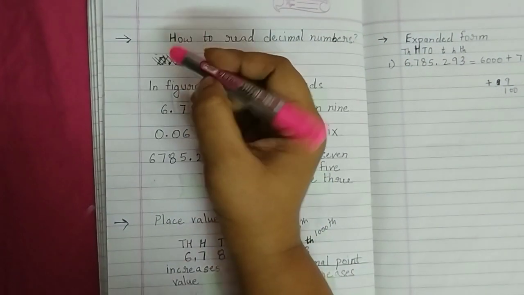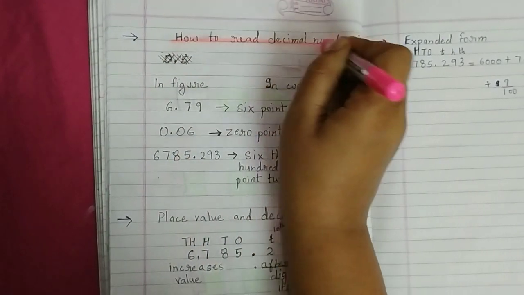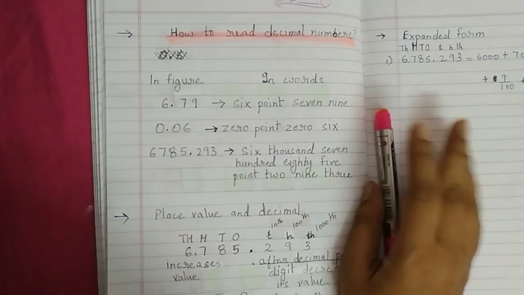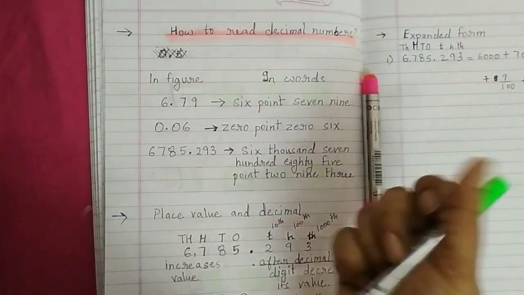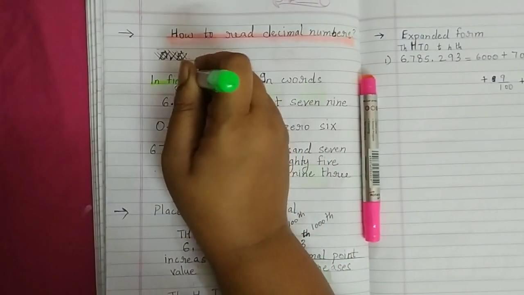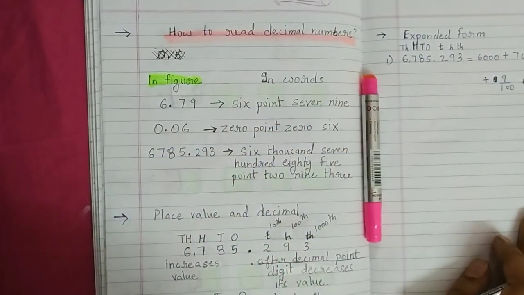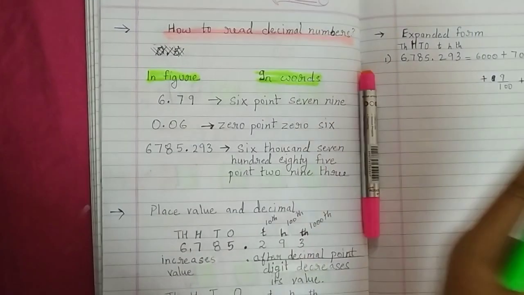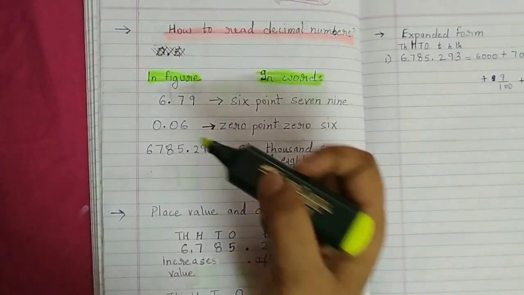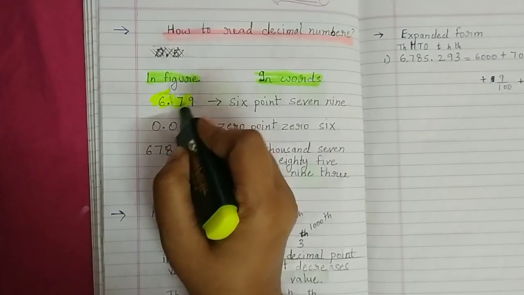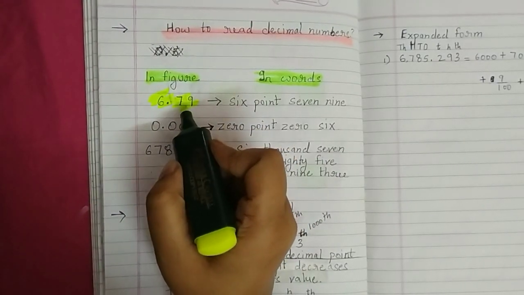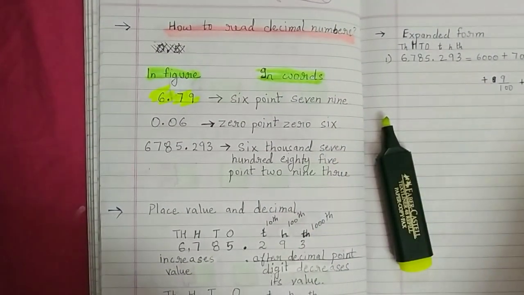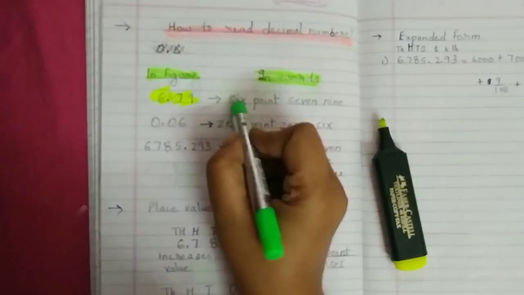Now children, see how to read decimal numbers. Now here in the first column I have taken numbers in figures, that means the number in digits, and in the second column I have taken the number in words, that is in spellings. Is it clear, children? Now see, what is the first number here? 6.79. Now children, see 6.79. The way we read a number, we write the number. So how are we going to write this number? Simple. The way I am reading it.